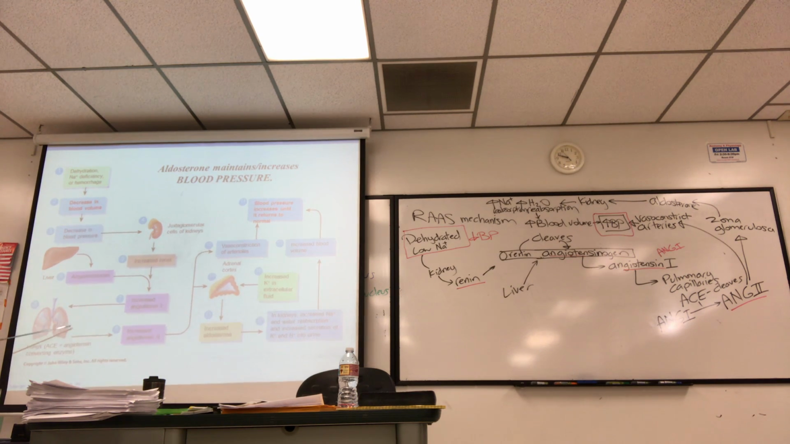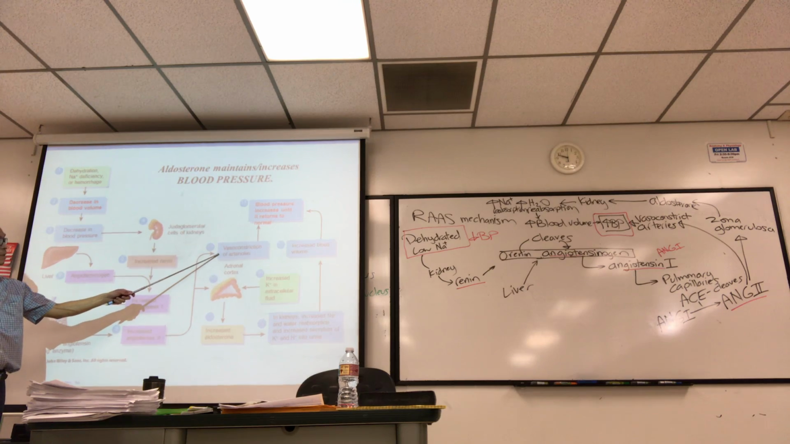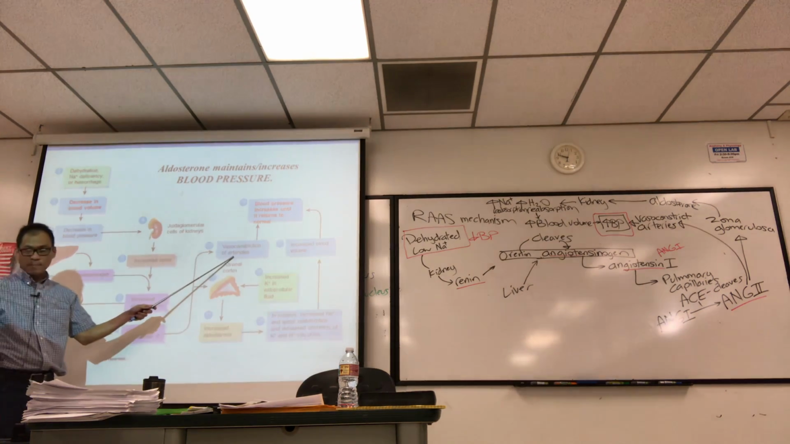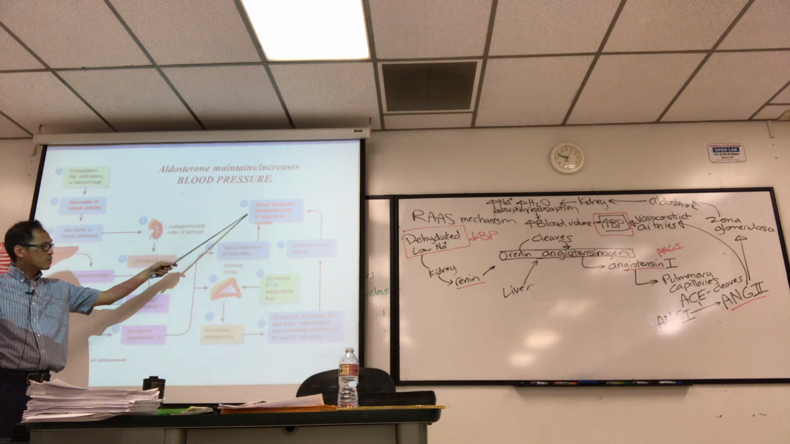Angiotensin converting enzyme converts Ang1 to Ang2. And Ang2 does the physiology. One, vasoconstriction of the arterioles. Those are the smallest arteries. Well, anyways, that increases blood pressure.